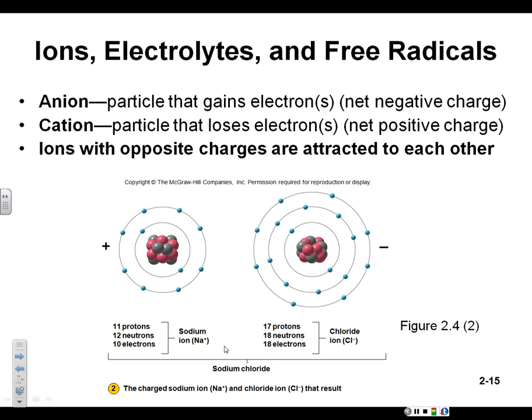An anion is an atom that gains what? An electron. So it carries what type of charge? A cation is one that carries what type of charge? So that means it did what? Do we see how that's possible? Yes or no?